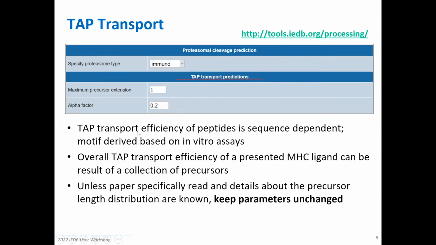And for TAP transport, essentially the efficiency of a peptide to be transported by TAP is evaluated. But given that, as I showed you, you have further trimming in the ER, we're evaluating not just the peptide itself, but also potential other precursors. So the overall efficiency of TAP transport is estimated with these two parameters that have essentially been optimized, and on average we would keep them like this and unchanged.